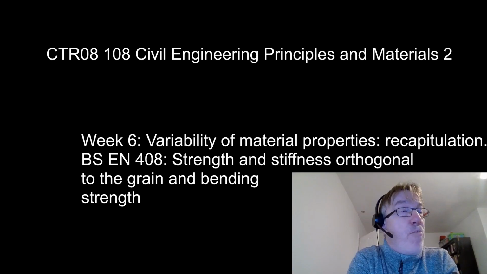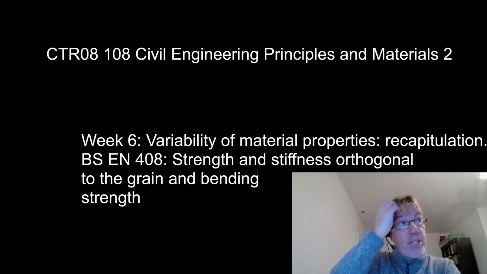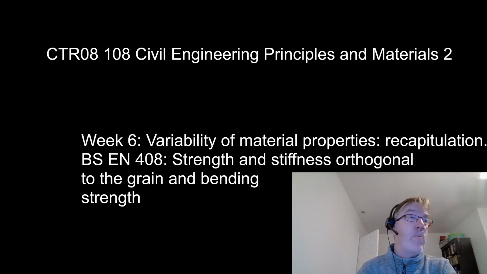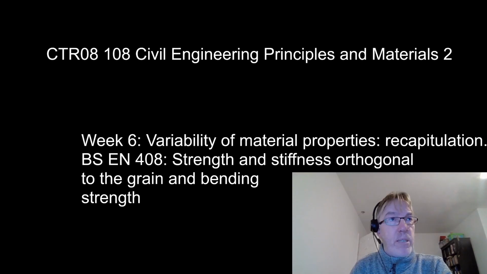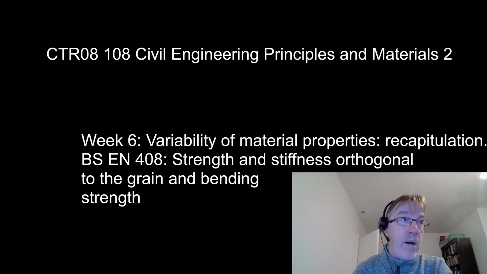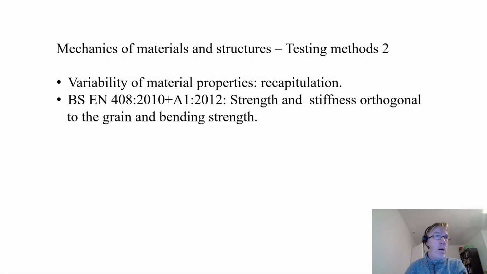Again, this is a recap of what happened in the lecture for CTR08108, week 6. We're looking at variability of material properties, a recap and further strengthening on what we had in week 5, and then looking at BSEN 408, the test procedure for strength and stiffness perpendicular to grain, and we'll also look at bending strength as well. Move over to the slides.